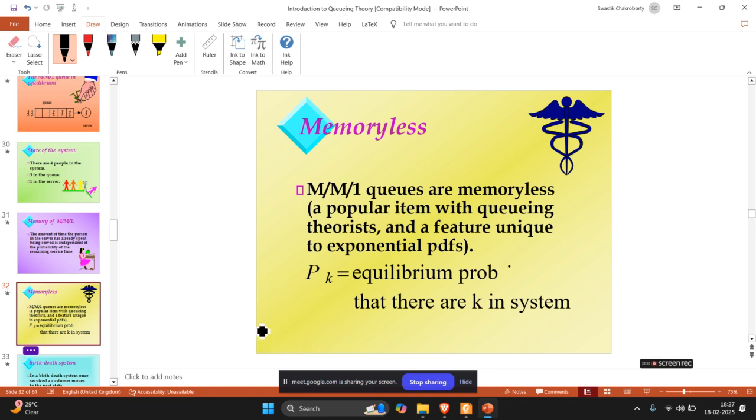And this memorylessness feature is unique to exponential PDFs. It can be proved that a continuous probability distribution is memoryless if and only if it is exponential. You can take it as homework to prove that the inter-arrival time is exponential. So if a particular distribution is memoryless, then it has to be exponential, and vice versa. The exponential distribution is the only distribution in the continuous domain to be memoryless.